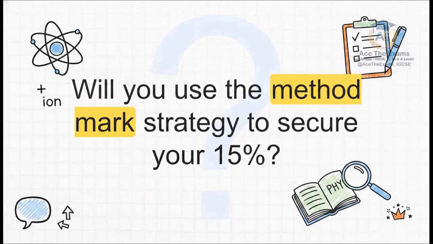I want to leave you with this final provocative question. Will you use the method mark strategy to secure your 15%? The choice is entirely yours now. You have the playbook. You know exactly how to define atomic structure. You understand the strict mechanics of ion formation without falling for the proton trap. And most importantly, you know exactly how the examiner wants you to present that knowledge to them. Listen to me. Students who implement these physics strategies see an average improvement of 2 grade boundaries, but only if they practice consistently with our weekly videos.